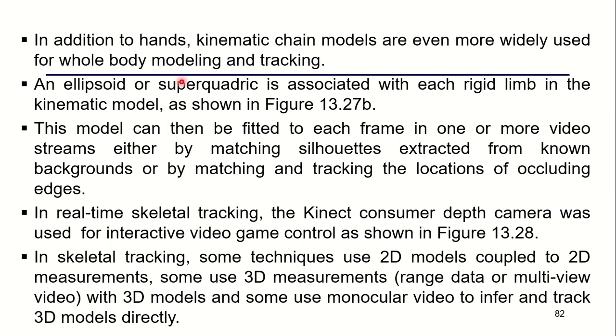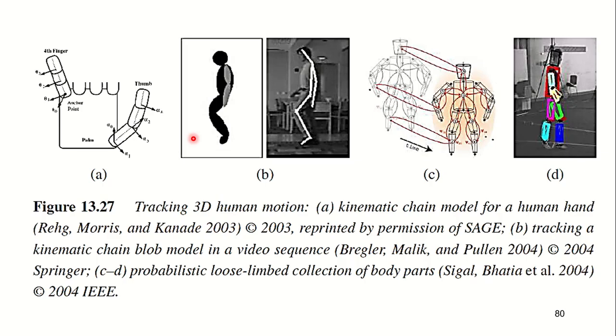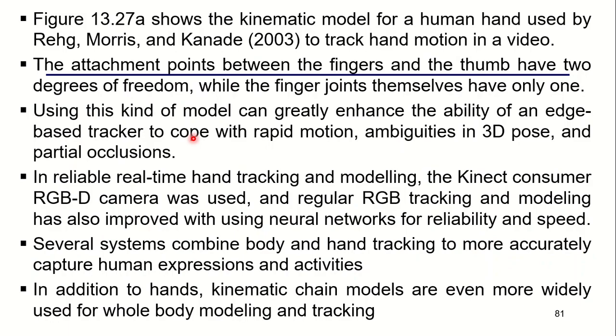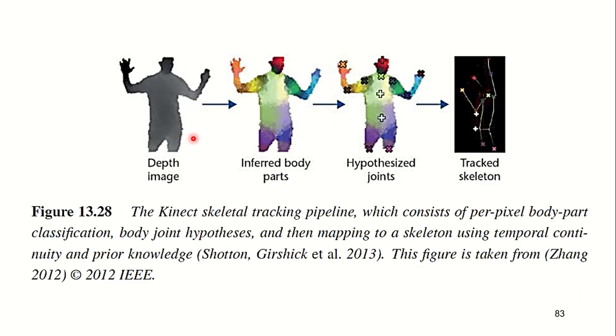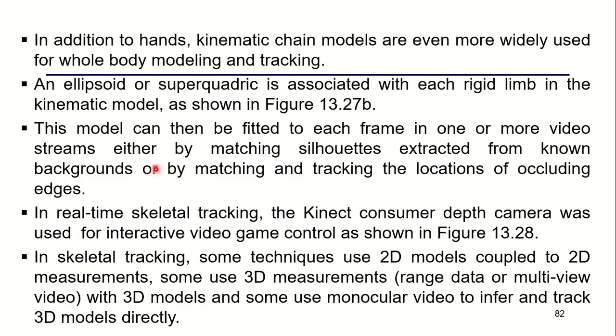An ellipsoid or superquadric is associated with each rigid limb in the kinematic model as shown in the figure. This model can then be fitted to each frame in one or more video streams, either by matching silhouettes extracted from known backgrounds or by matching and tracking the locations of occluding edges.